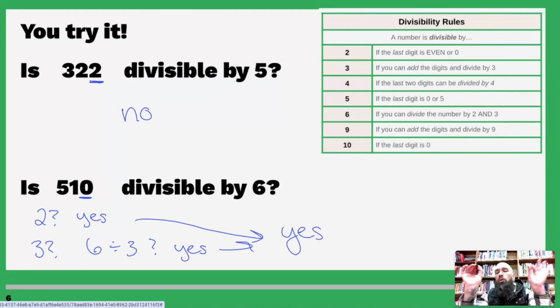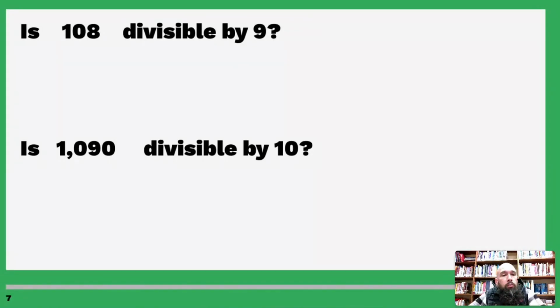Now, as you can see, we haven't done 9 and 10. So let's quickly do 9 and 10 in our heads, because I think I'm going to get rid of the table. So for 9, if you add the digits and the sum is divisible by 9, it's divisible by 9. And for 10, it's if the last digit is 0. The table is gone. So hopefully you remembered what I just said.